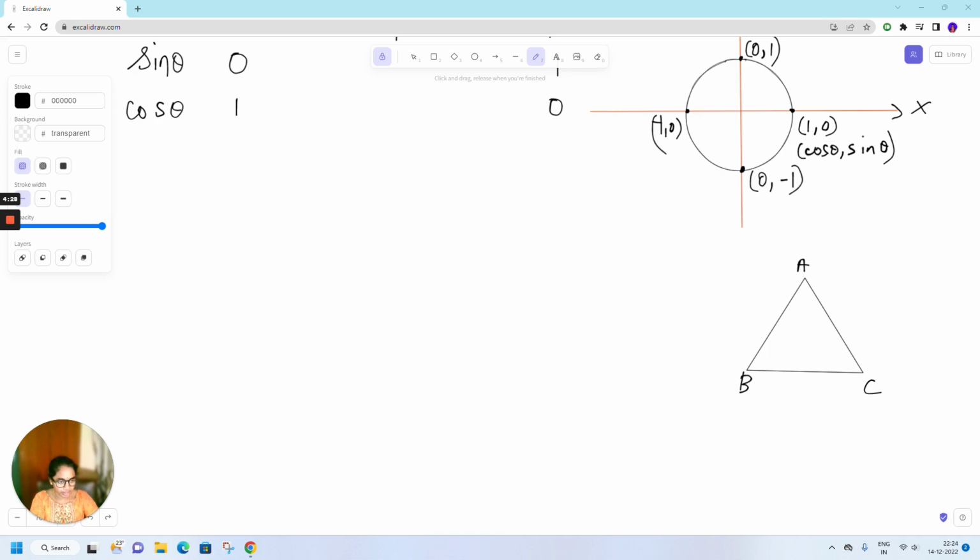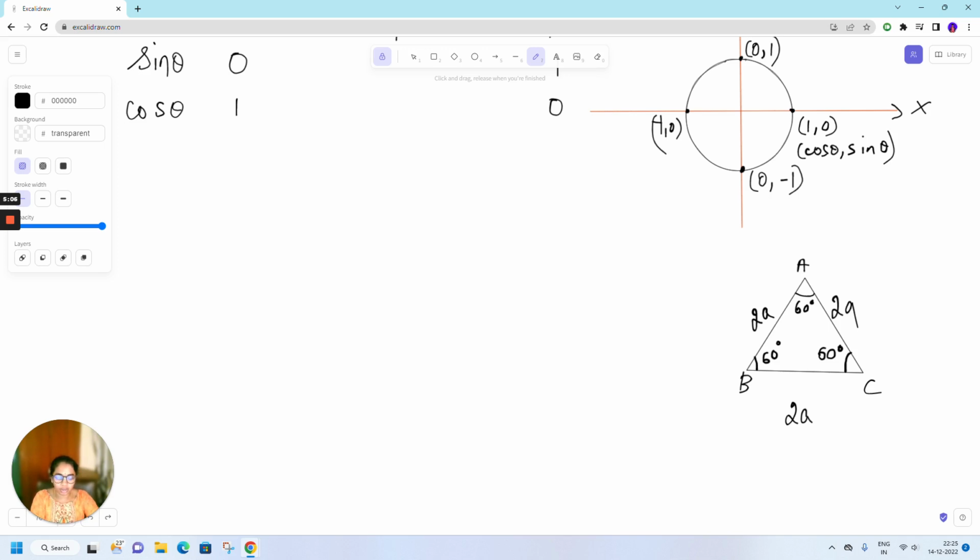Now if I take AB is equal to 2A, even AC would be 2A and BC also would be 2A. Why? Because it is an equilateral triangle. And then, as you know, for an equilateral triangle, it is 60 degree, 60 degree and 60 degree. Why? The sum of interior angles of a triangle must be 180. Since the angles are the same, if I divide 180 by 3, I would get 60. So all the 3 angles would be 60, 60 and 60.